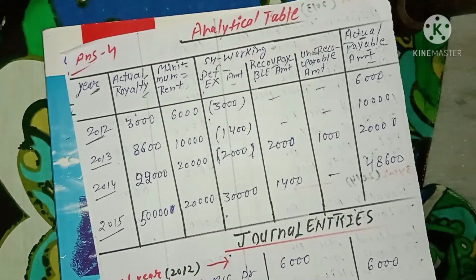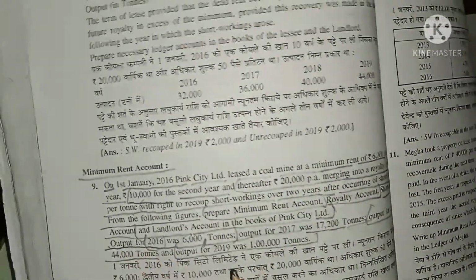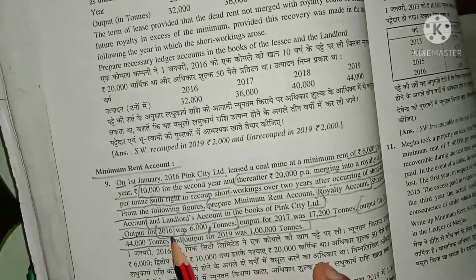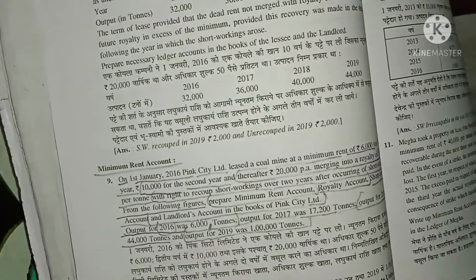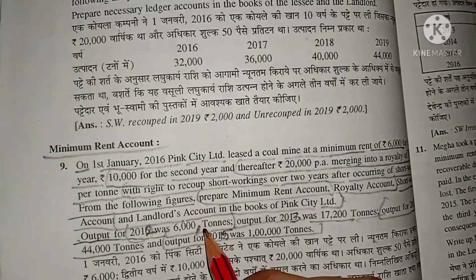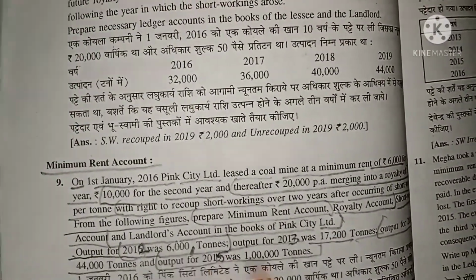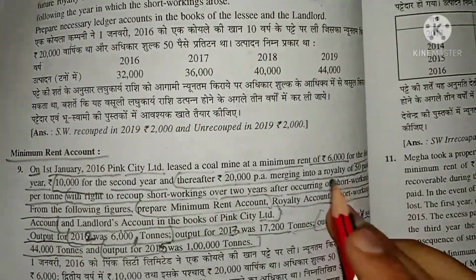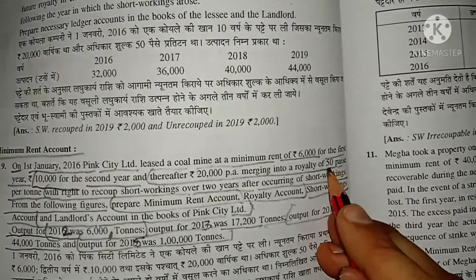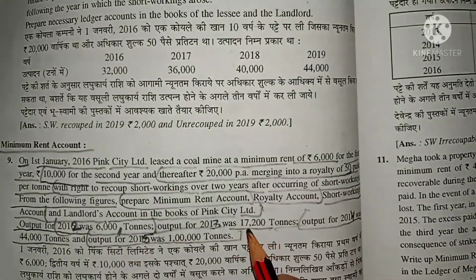Now find out the actual royalty. I already mentioned to you how to figure out the actual royalty amount, okay. Let me go with it again. Whatever amount there is, like in the year 2012, a figure of 6,000 tons has been produced, okay. You just simply have to multiply it with the rate of royalty, that is 50 paisa.